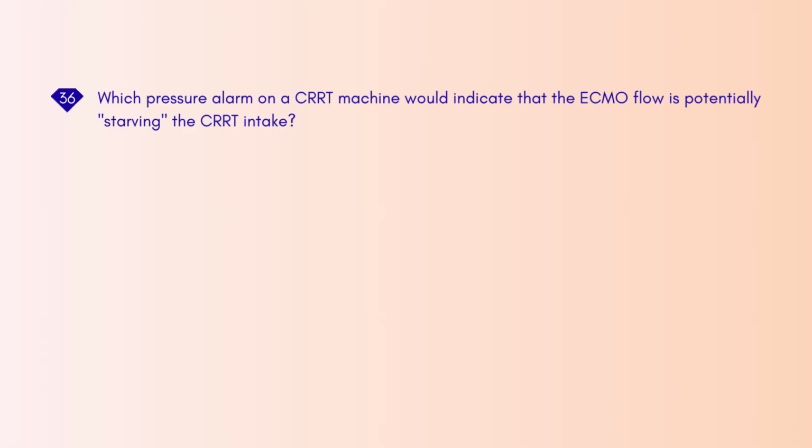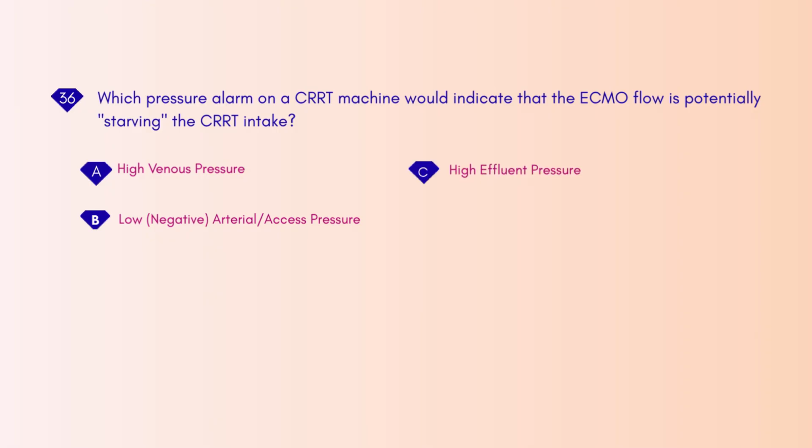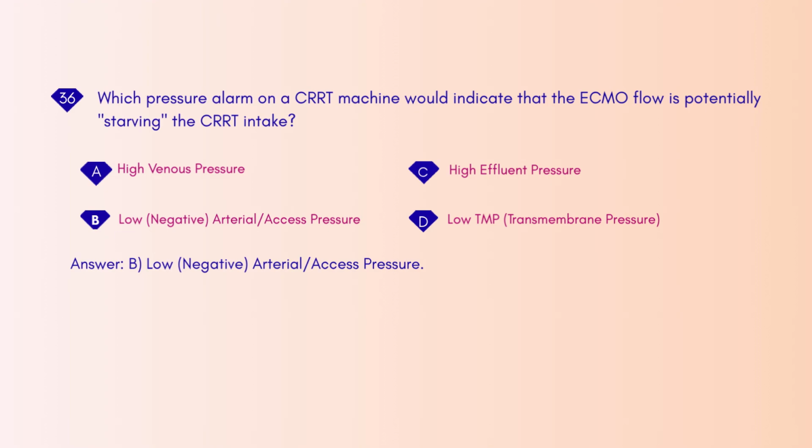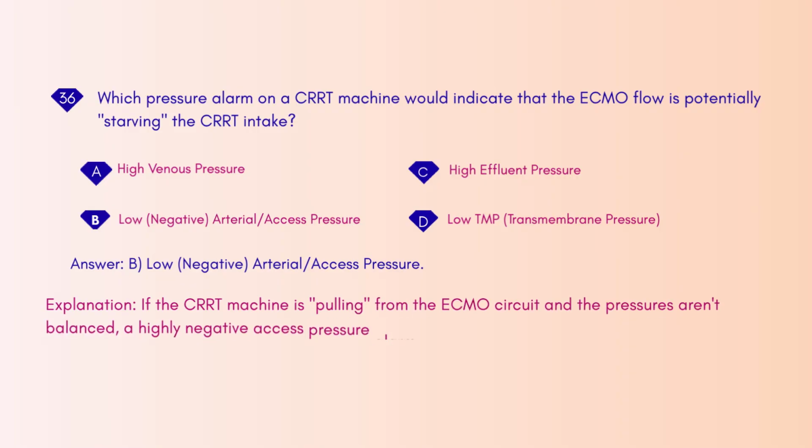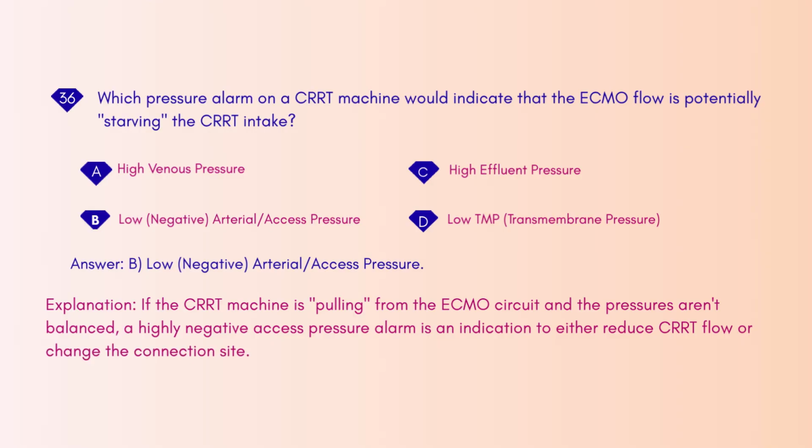the CRRT intake? A. High venous pressure. B. Low, negative, arterial/access pressure. C. High effluent pressure. D. Low TMP, transmembrane pressure. Answer: B. Low, negative, arterial/access pressure. Explanation: if the CRRT machine is pulling from the ECMO circuit and the pressures aren't balanced, a highly negative access pressure alarm is an indication to either reduce CRRT flow or change the connection site.